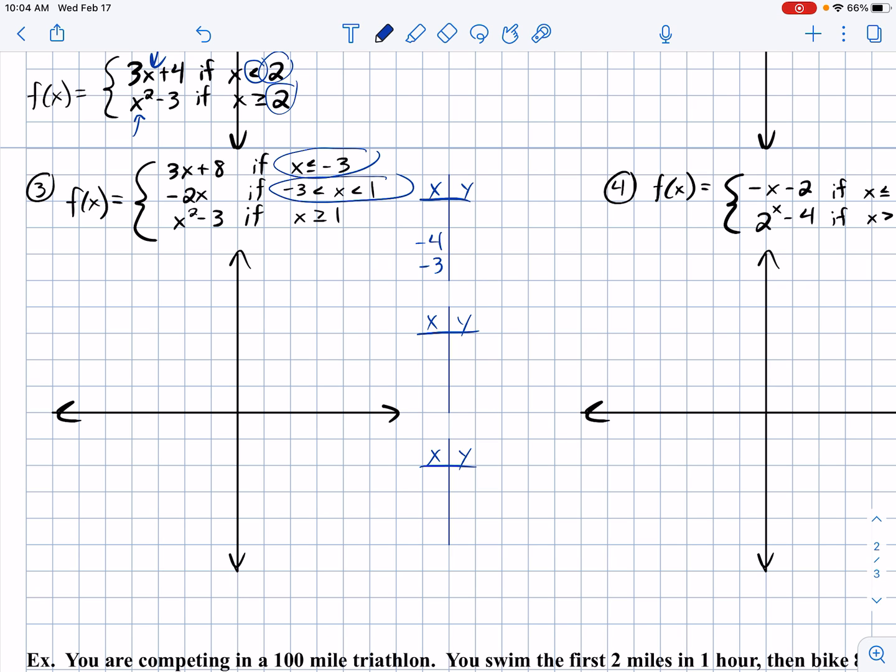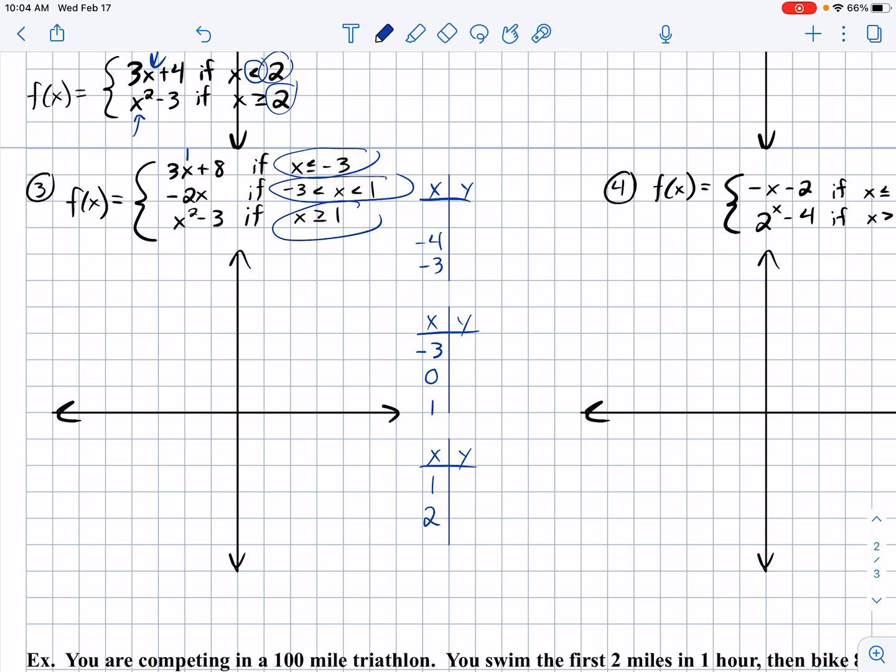For our next function, we definitely want to use -3 and 1, and then pick some point in the middle. 0 is probably the easiest one. And then we'll start with 1 and another point greater than 1, so 2 is fine. If you need more to see the full shape of the quadratic, then go ahead and do that.